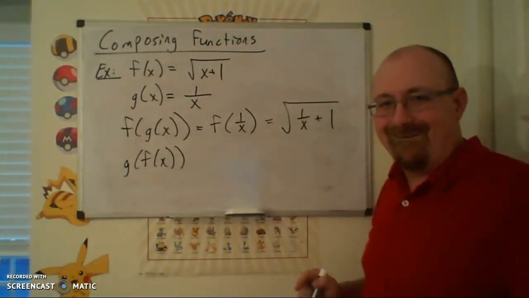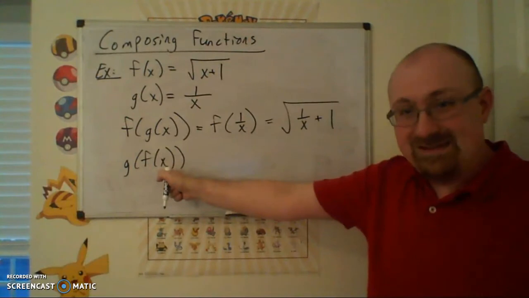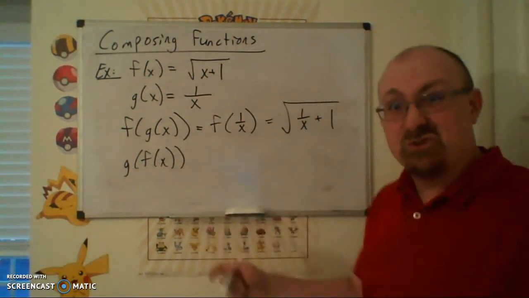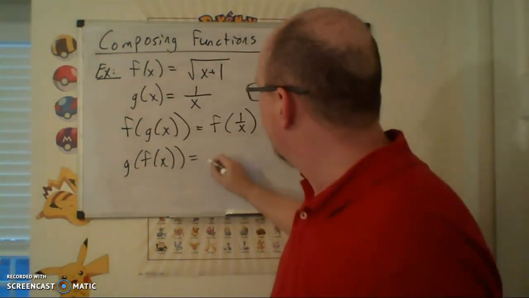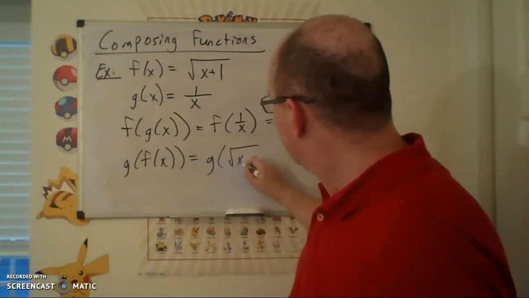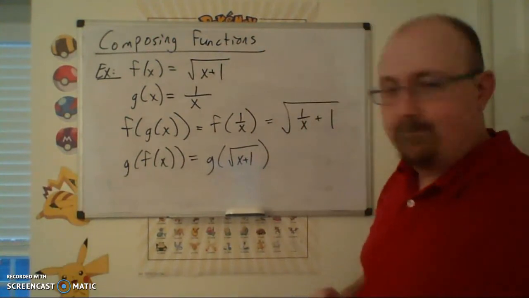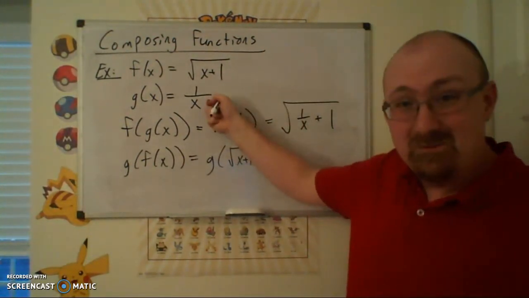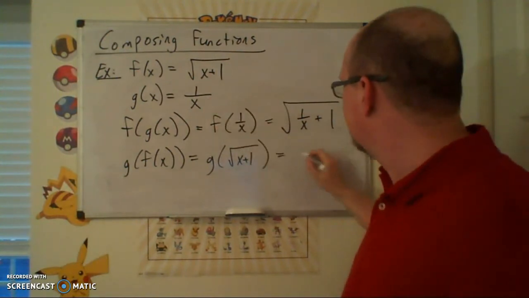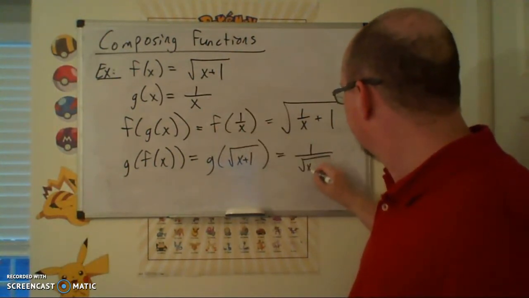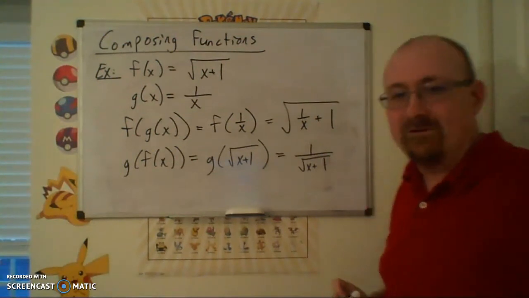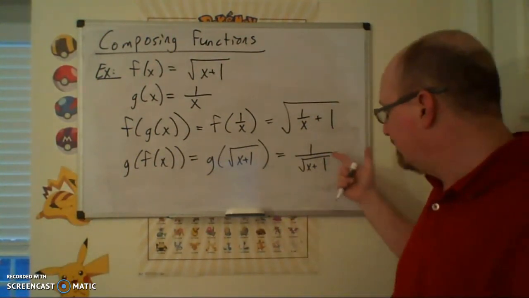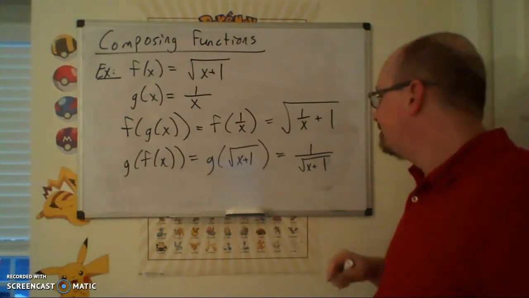If we flip the order here, the way this is written, parentheses, again, they say we do f of x first, and then we perform whatever g tells us to do on that. So we would have g of square root of x plus 1, and now we take this guy and we feed him into the formula we have for g of x, which is going to look like that. 1 over the quantity square root of x plus 1.